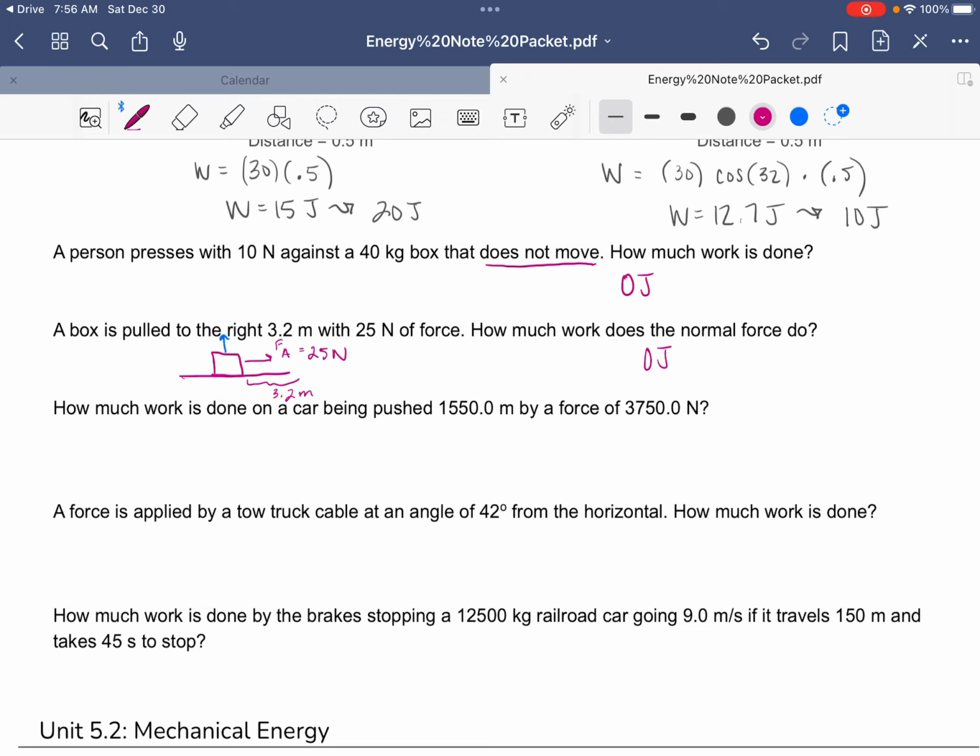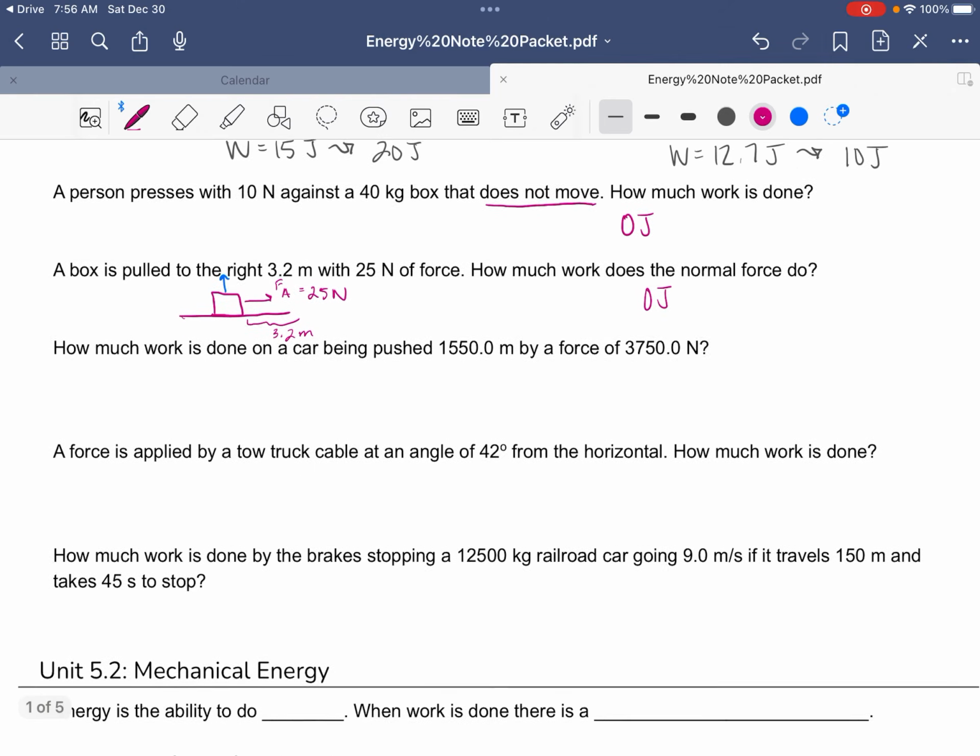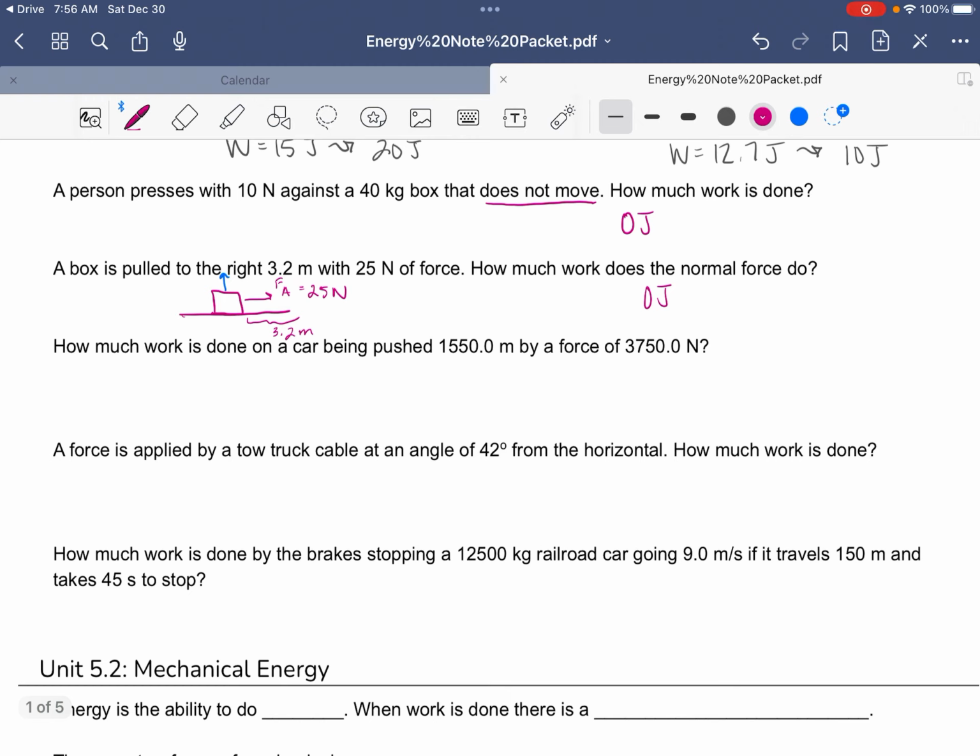For the next one, how much work is done on a car being pushed 1,550 meters by a force of 3,750 newtons? So we have a force, we have a distance.